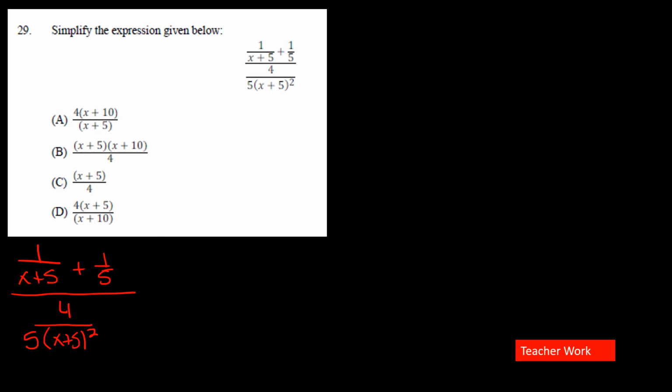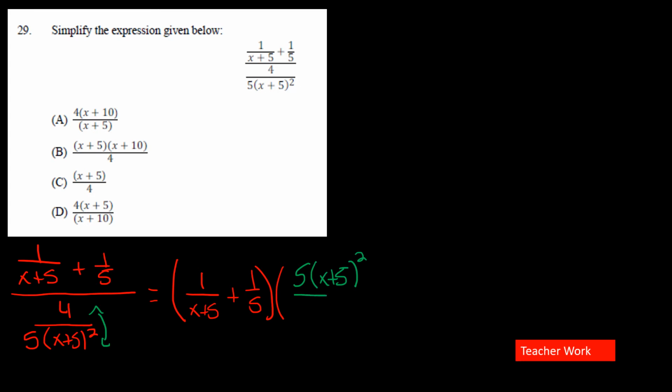Well, we know that that is the same thing as if we were to take the initial fraction, which is what we have here in the denominator, and instead of dividing by the fraction, we multiply by the reciprocal of that. What I mean by that is we can take 1 over x plus 5 plus 1 over 5, times, and when we take the reciprocal, we're flipping these two, and we would have 5 times x plus 5 squared over 4.